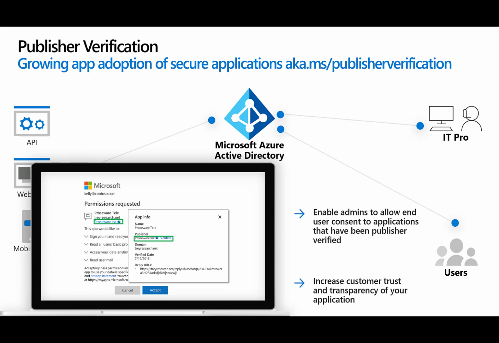So when they go to add your application and consent to the permissions it requires, they can see that the application is verified. IT pros can now allow end-user consent to applications that have only been publisher verified, providing an extra layer of security. So this is a key activity to do, as more and more organizations are going to be moving towards a deployment where they'll only allow consent for verified applications, and it only takes a matter of minutes to complete.